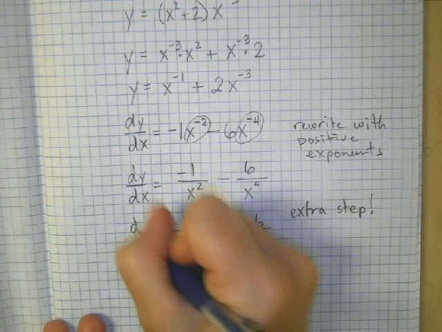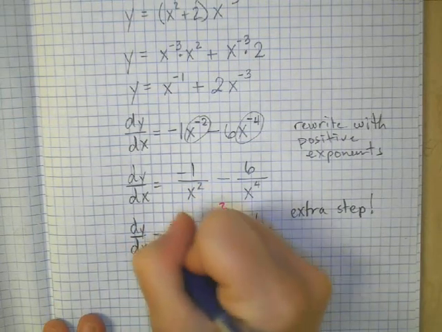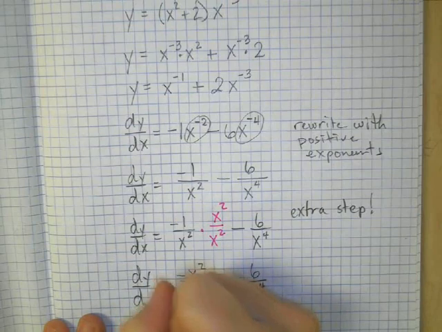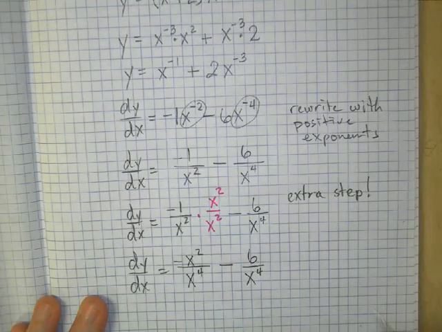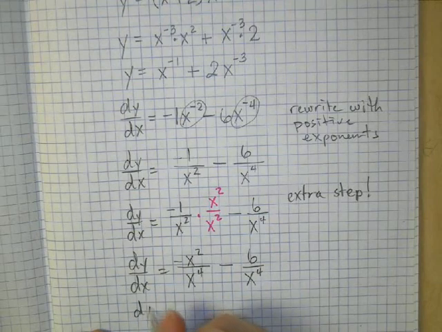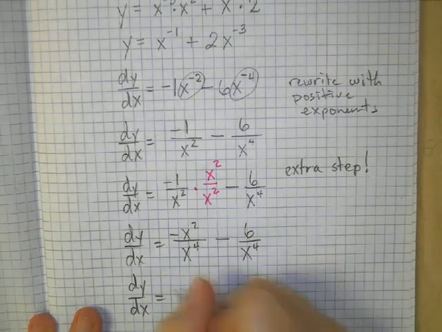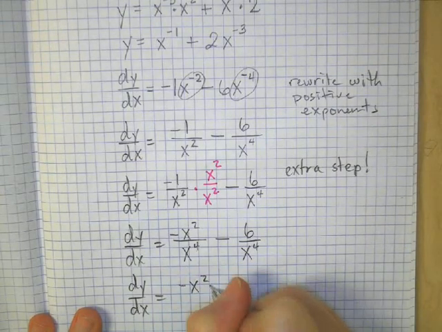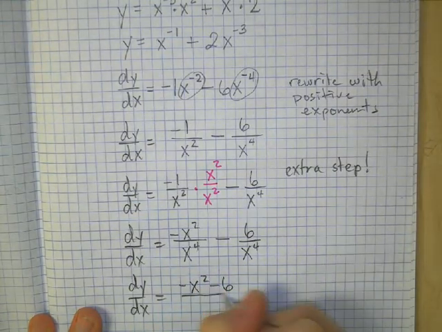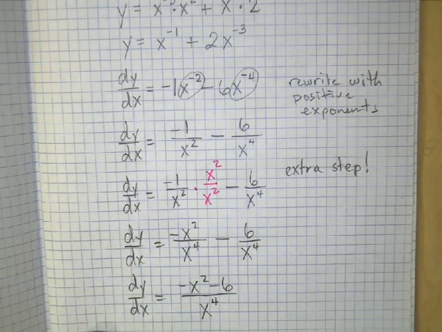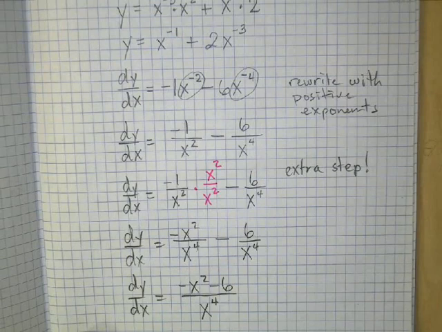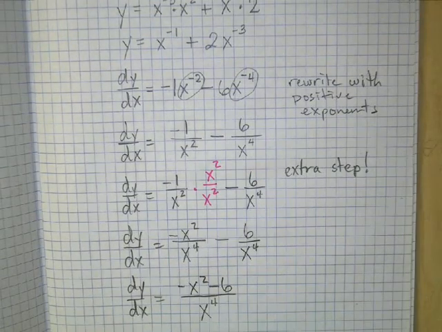So dy dx, my derivative, dy dx. And now I can add my fractions together because I have a common denominator. So I add my numerators, so negative x squared minus 6, all divided by x to the 4th. Okay, so I could have done it like that. And there you have it. Okay, next, chain rule.